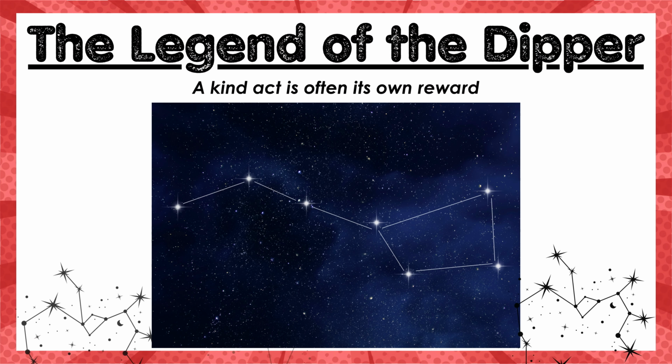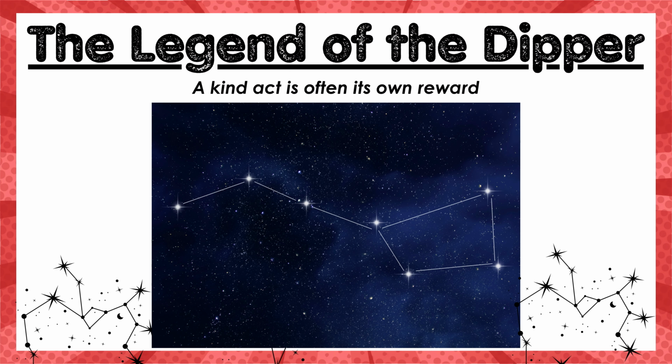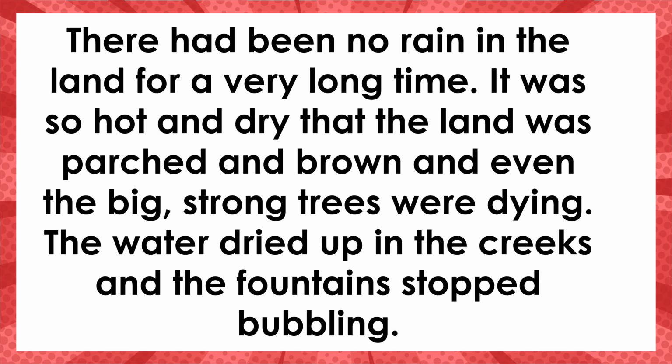The legend of the Dipper. A kind act is often its own reward. There had been no rain in the land for a very long time. It was so hot and dry that the land was parched and brown, and even the big, strong trees were dying. The water dried up in the creeks, and the fountains stopped bubbling.